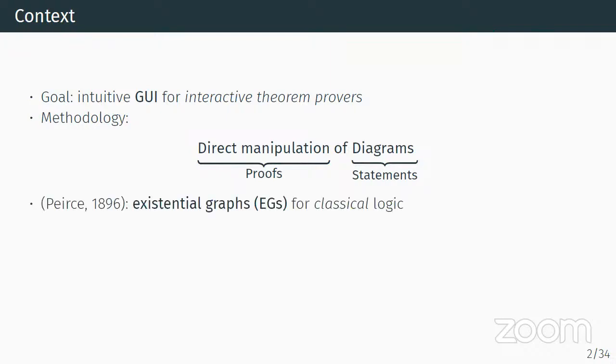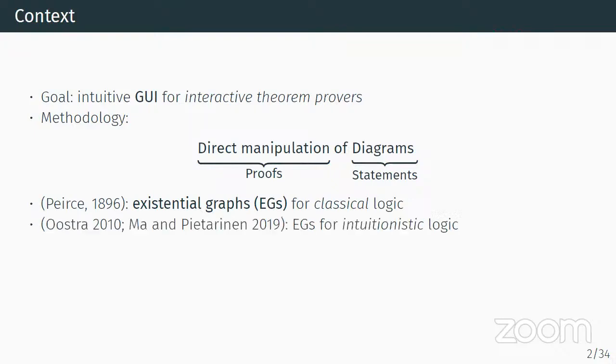Okay, so the main inspiration behind this work is a formalism invented by Peirce at the end of the 19th century called existential graphs for classical logic. And this is basically an informal version of the system you've just seen in the previous talk. And so in 2010, Ustra introduced an intuitionistic variant of existential graphs.